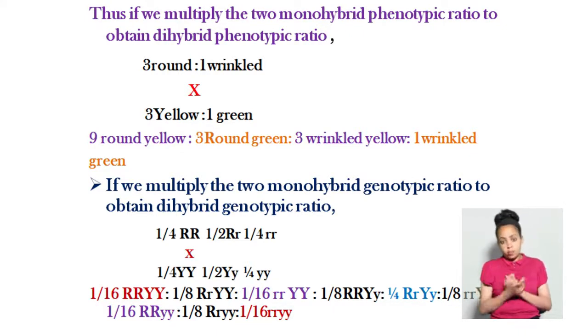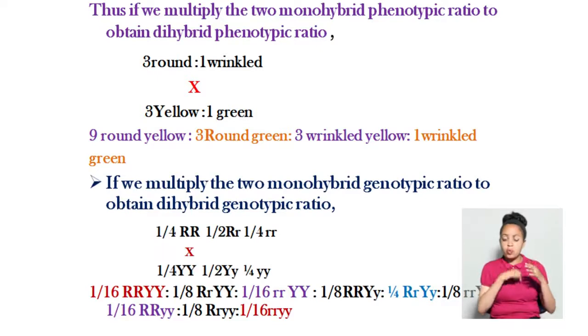Then 3 round with 1 green gives 3 round green. Then 1 wrinkled with 3 yellow gives 3 wrinkled yellow. Finally, 1 wrinkled with 1 green gives 1 wrinkled green. Again, if we multiply two monohybrid ratios, we can obtain the same ratio for the dihybrid cross.